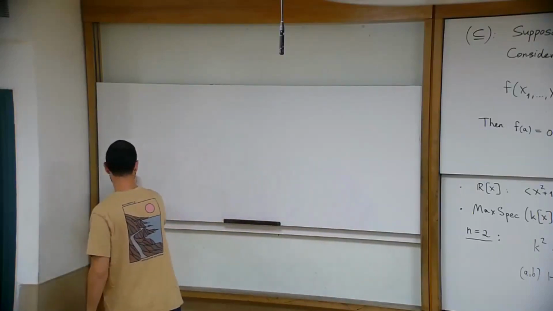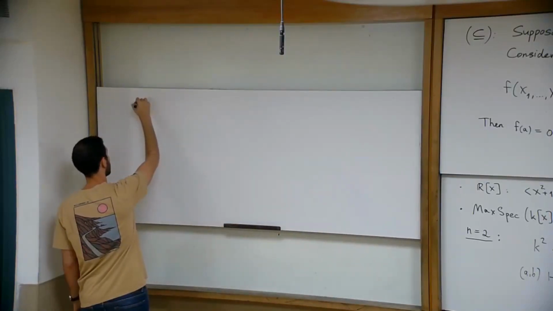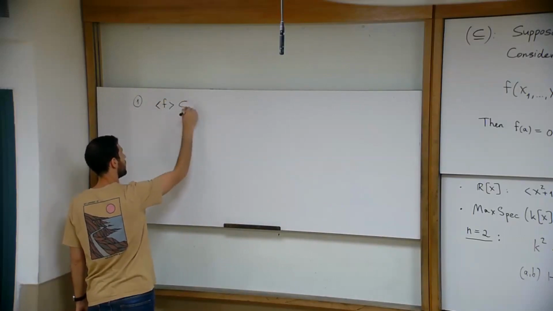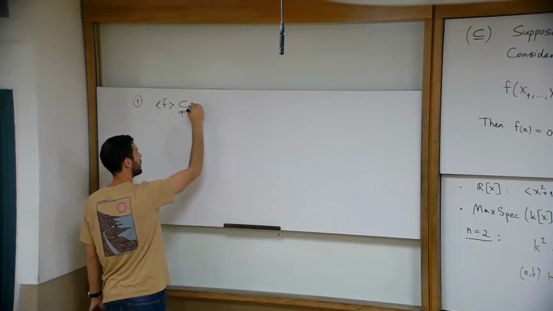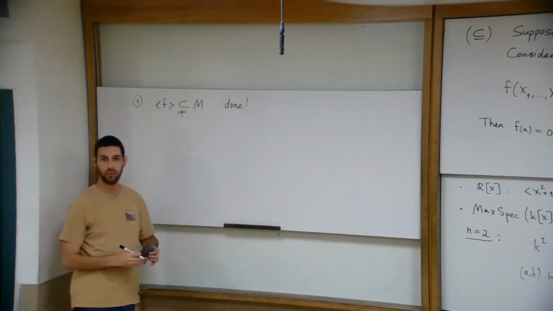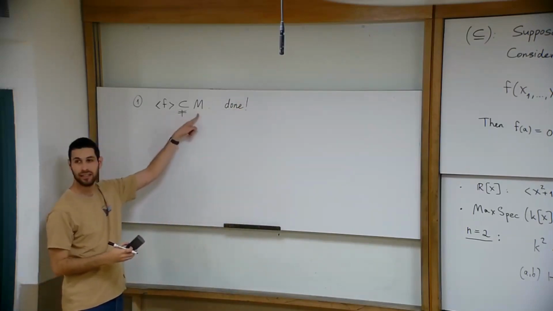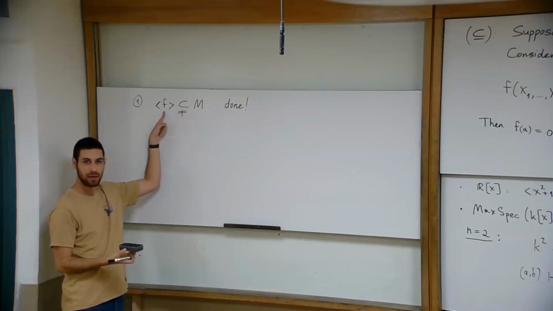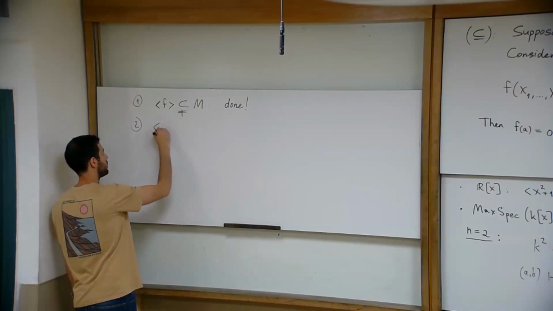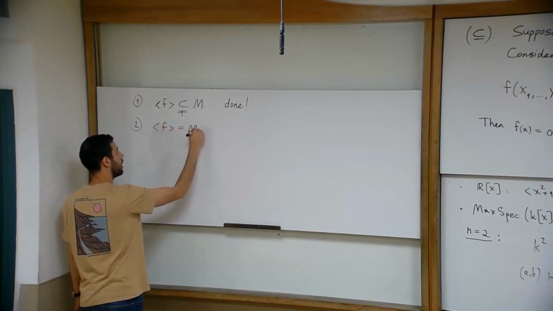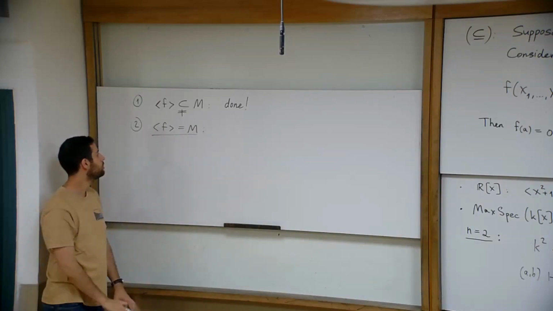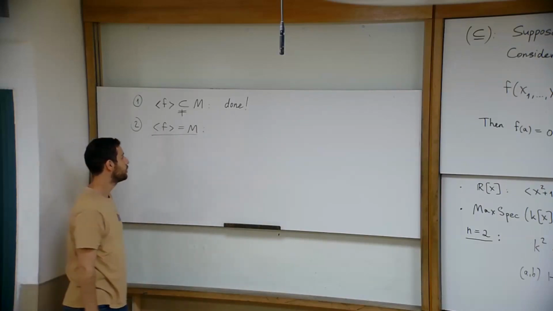And now we can separate two cases. Case 1 is when the ideal generated by F is strictly contained in M. In this case, I claim that we are done, because obviously, if it's strictly included in a proper ideal, then it cannot be maximal. So this case is done. It remains to prove the case where the ideal generated by F is equal to M. So suppose that we have this equality here. Then what can we say?